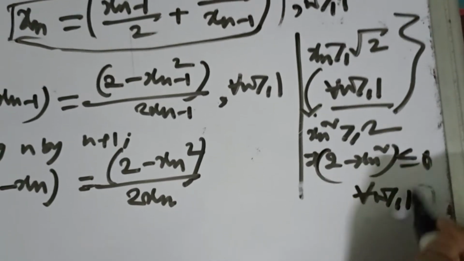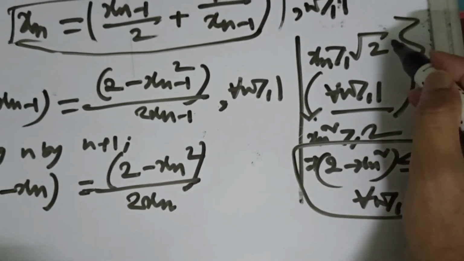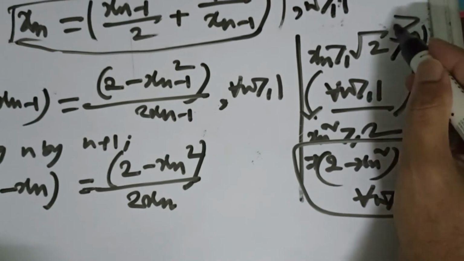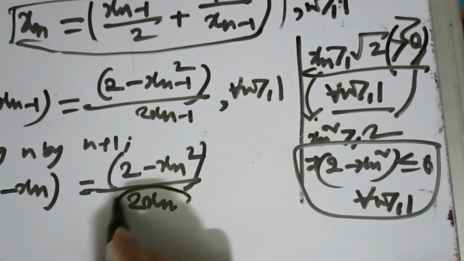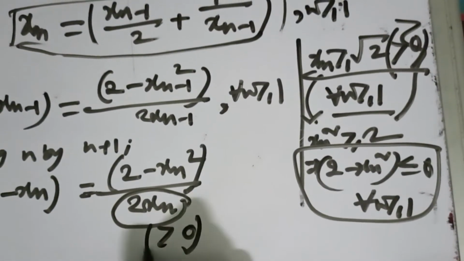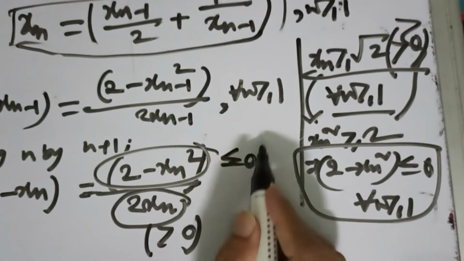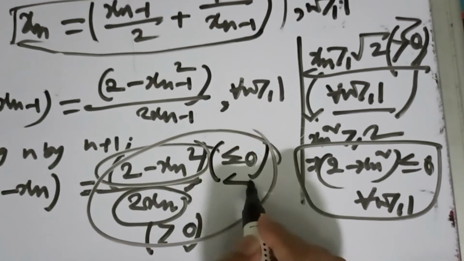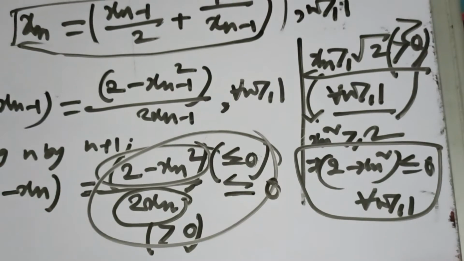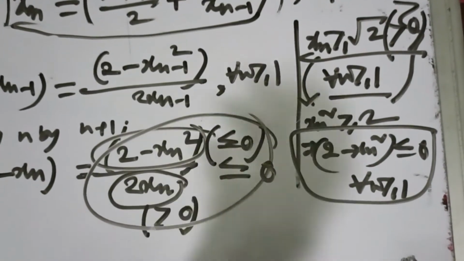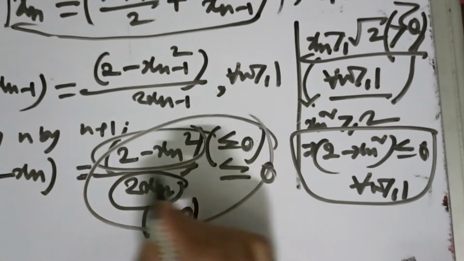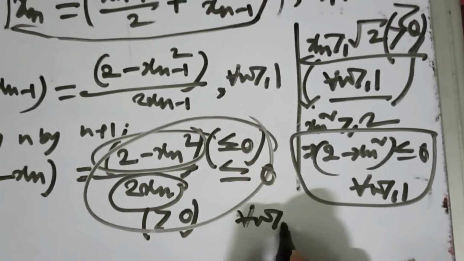And xn is greater than root 2 means xn is greater than 0, because root 2 is greater than 0. So the lower part 2xn is greater than 0, and the upper part is less than or equal to 0. Lower part is positive and upper part is negative or 0. So the total will be less than or equal to 0, for n greater than 1.